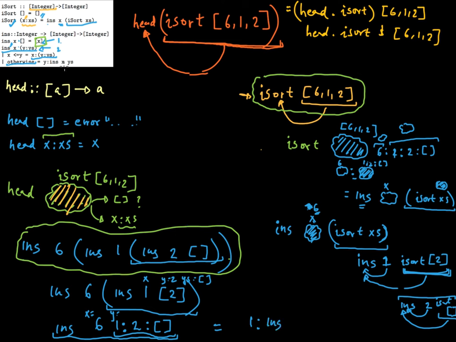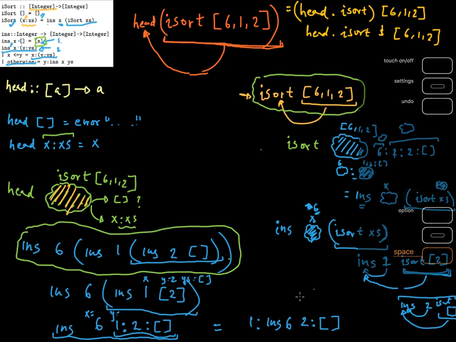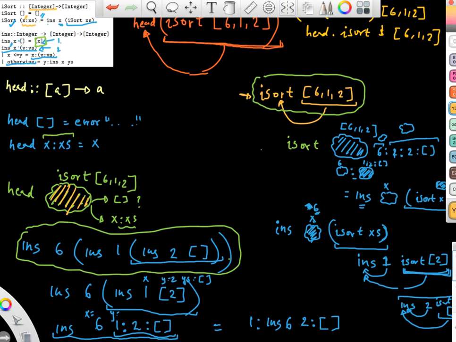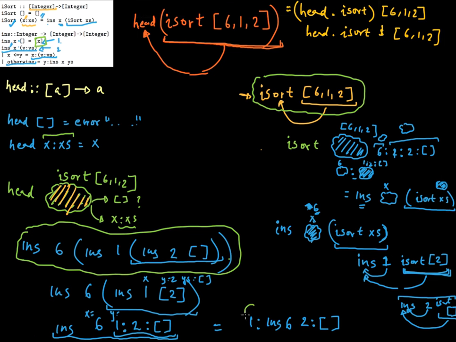I've got insertion, and then I've got x and ys, and x over here is 6, right? And ys is basically whatever is this piece of my list here, which is 2 cons, whatever's the remainder. Okay. Now, this green thunk, which was over here, this entire green thunk, which was this piece here, has got simplified to something that looks like, let me again use green color here. It has got simplified to something that looks like this.